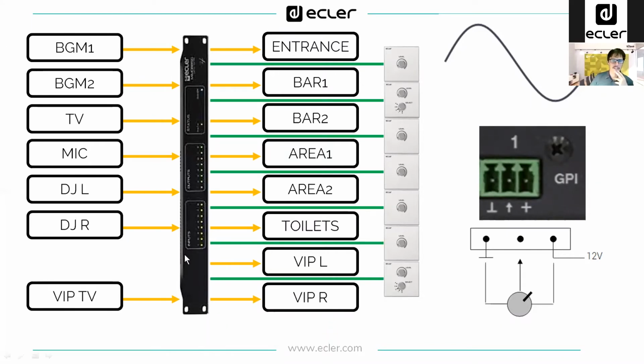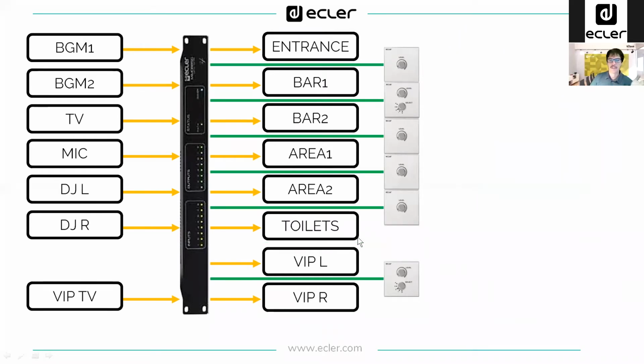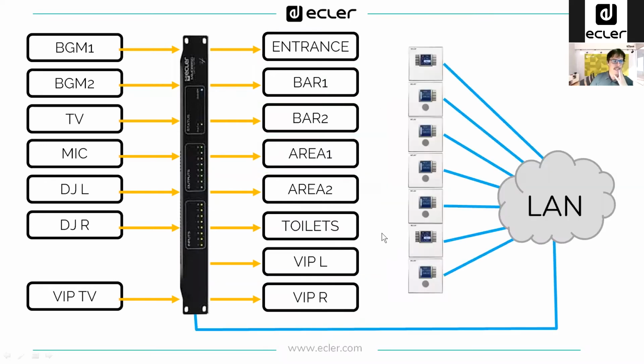So how do we solve this? We could change this into a MIMO 1212, for example, or we can just avoid one of them, maybe in the toilet it's not necessary to have a volume control. Another choice could be using digital controls. Remember, these digital controls are directly connected into the network.